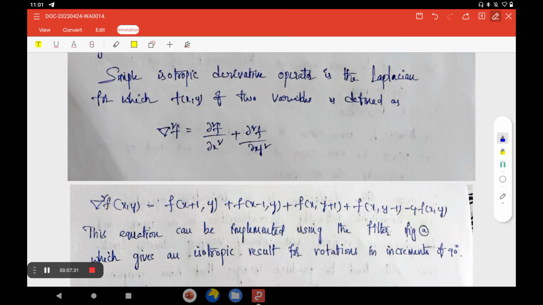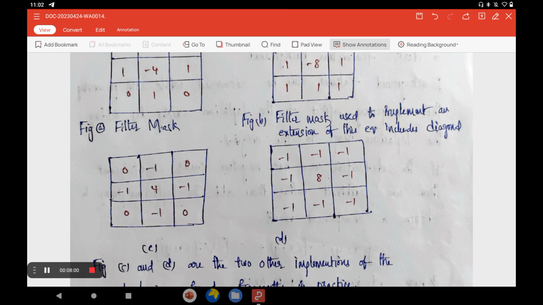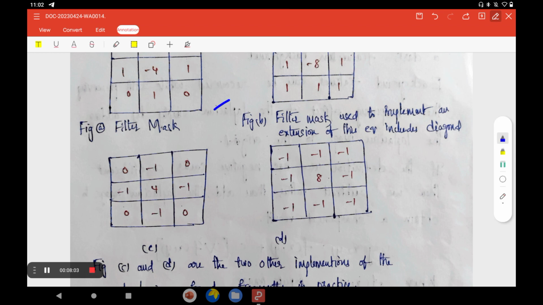The isotropic derivative operator is the Laplacian operator. We can also call the Laplacian operator the isotropic derivative. It is a two-dimensional second derivative, therefore ∇²f = ∂²f/∂x² + ∂²f/∂y². If you expand this equation, you get the total equation. These are the different types of Laplacian filters. For the filter mask, if you take the diagonal elements, it is for C, and there are other implementations of the Laplacian filters.